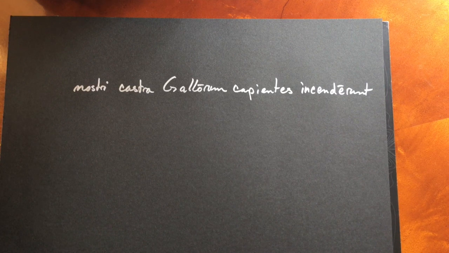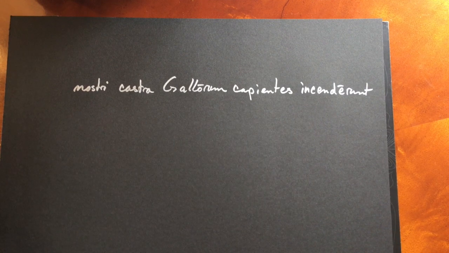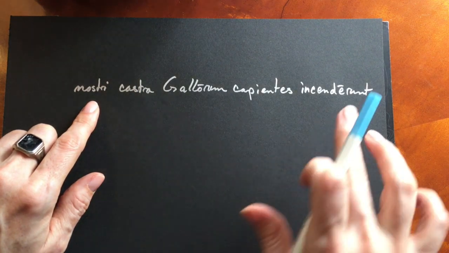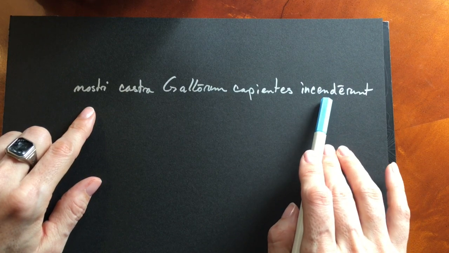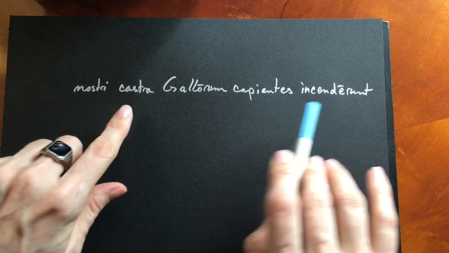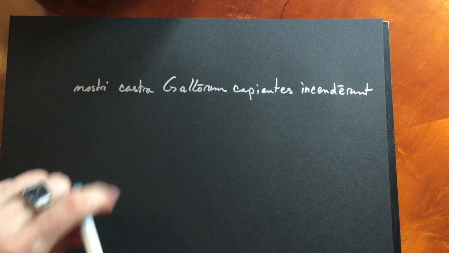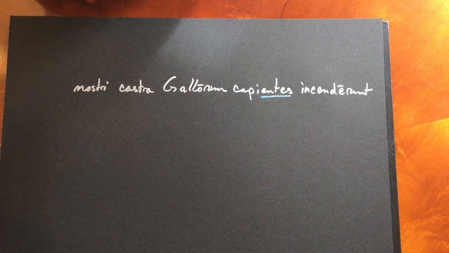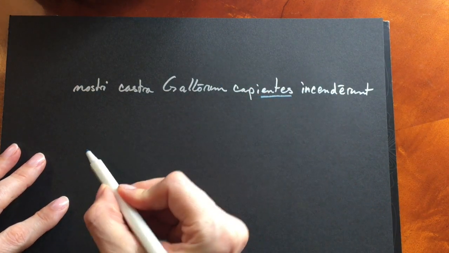Nostri castra gallorum capientes incenderunt. We still have our same subject, nostri, and we have our main verb in the perfect tense, they burned. We still have castra gallorum in the accusative, and capientes is now a present participle, present active. Remember our verb parts.